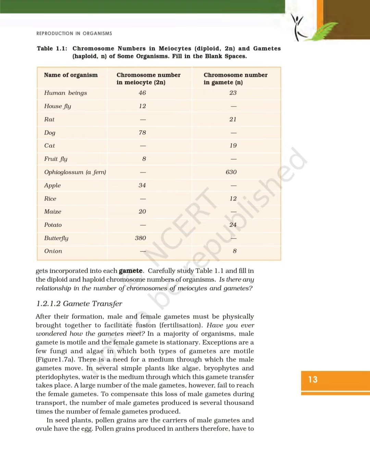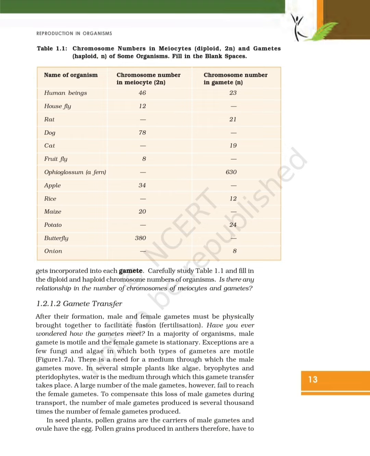In several simple plants like algae, bryophytes, and pteridophytes, water is the medium through which this gamete transfer takes place. A large number of the male gametes, however, fail to reach the female gametes. To compensate this loss of male gametes during transport, the number of male gametes produced is several thousand times the number of female gametes produced.